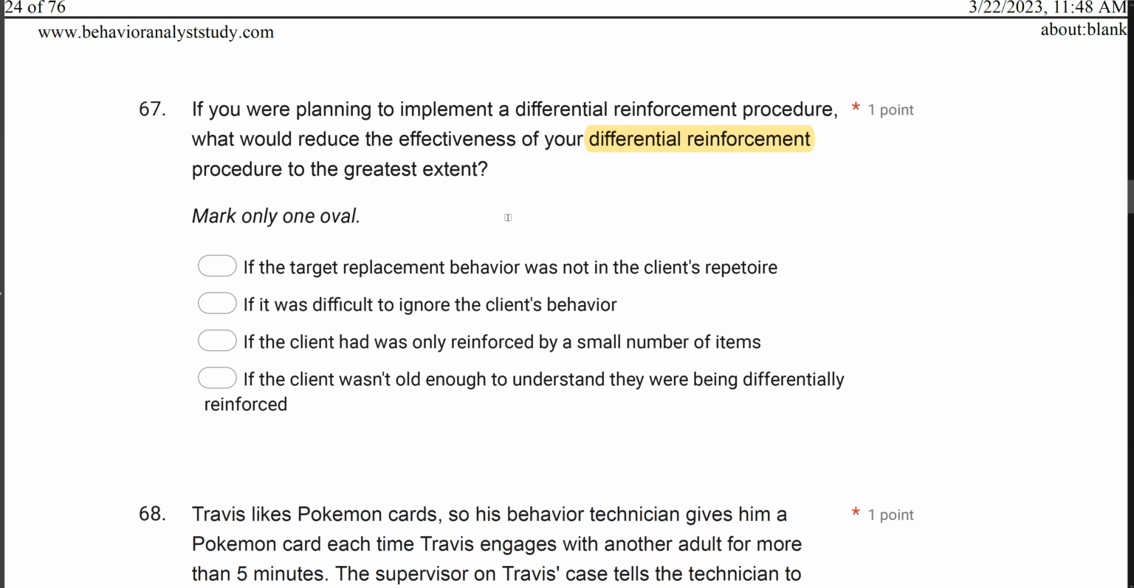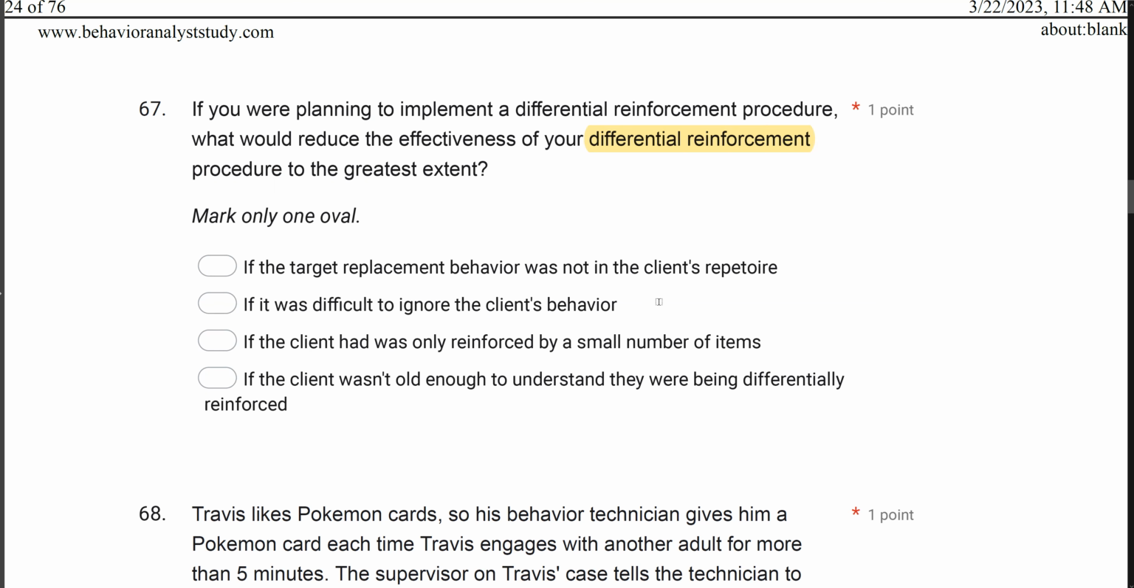Now, if you're going to implement this differential reinforcement procedure, what's going to reduce the effectiveness of that procedure to the greatest extent? A, if the target replacement behavior was not in the client's repertoire. Absolutely. One of the main criteria before you can start differential reinforcement of, say, an alternative behavior is that the replacement behavior needs to be in the repertoire. You're not teaching the replacement behavior at the same time as you're doing differential reinforcement. They must already have that behavior in their repertoire.